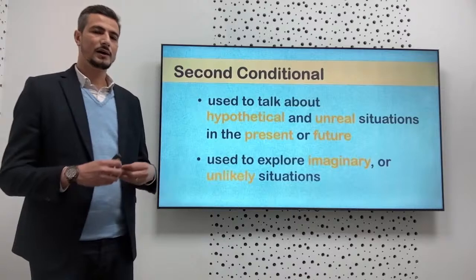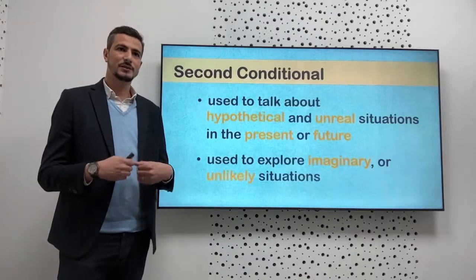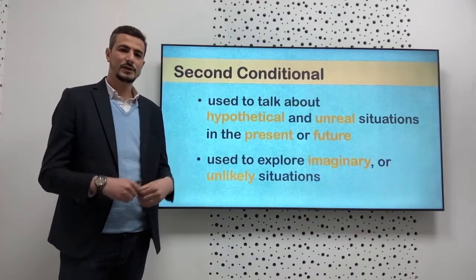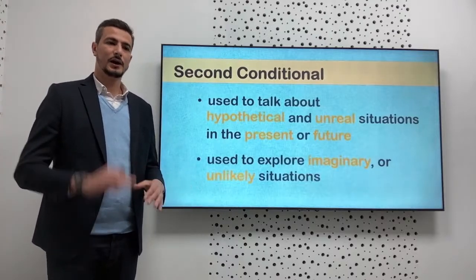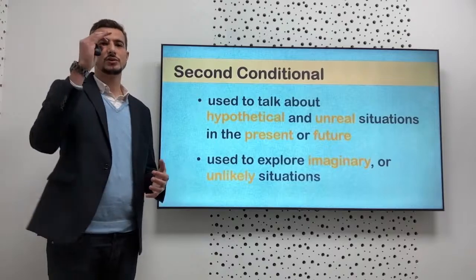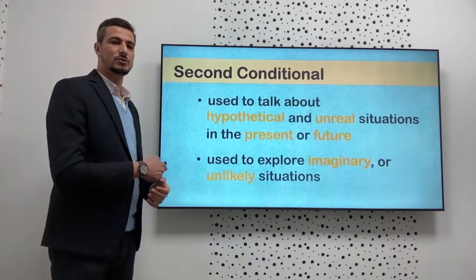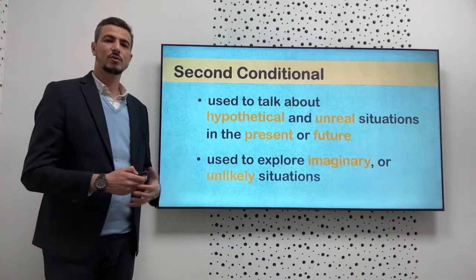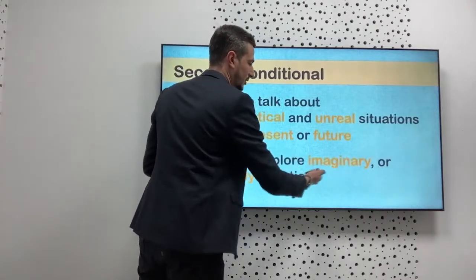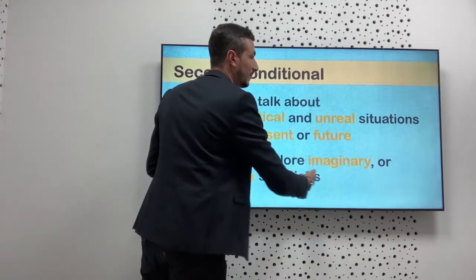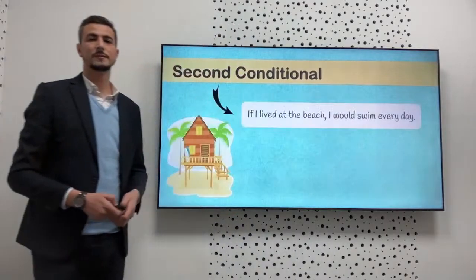For example, I may have something that I wish for in the present but is not true. For example, I may say, I am short, I wish I were tall. And it's also used to explore imaginary or unlikely situations. Imaginary. So remember that it is an imaginary situation, it's not real.